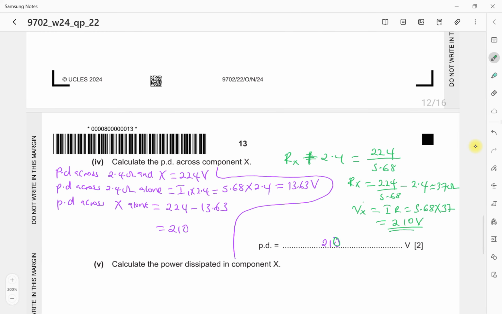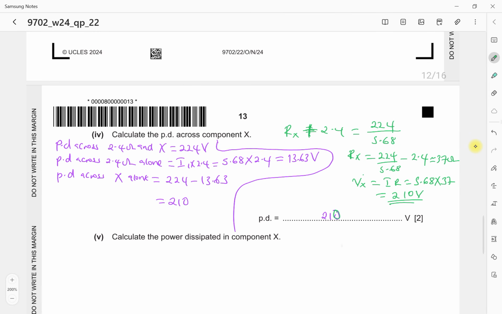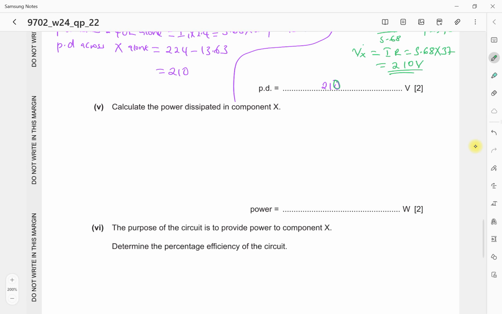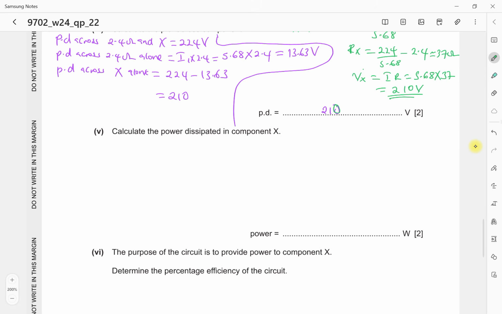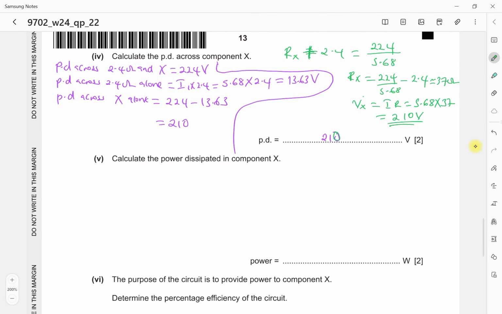Okay, so whatever method you use, then capture the power dissipated in component X. Of course, power has several methods. We can use power is equal to IV. That would be the current, which was 5.68 in X. Then V we have seen is 210.